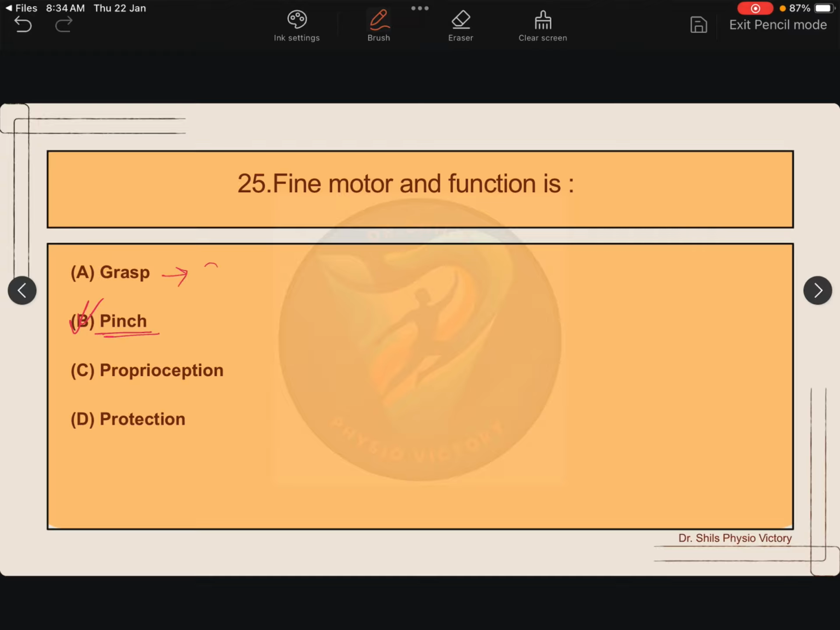Grasp is a gross motor. Proprioception is a sensory segment. Protection is basically a reflex.